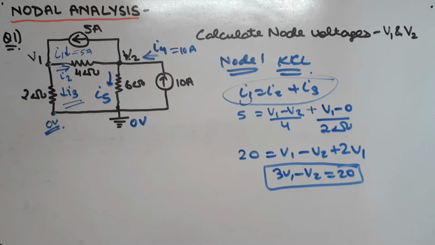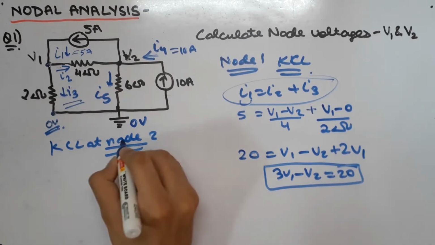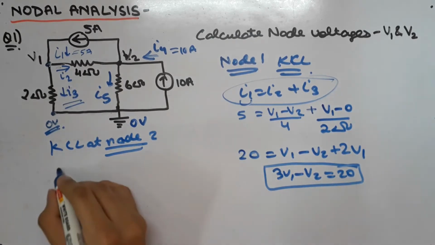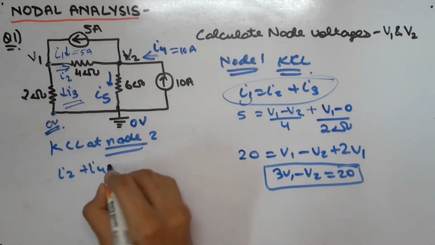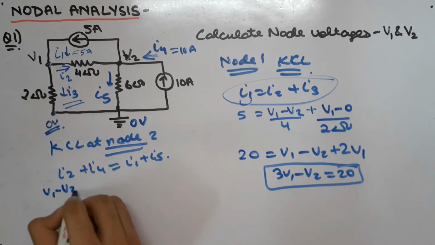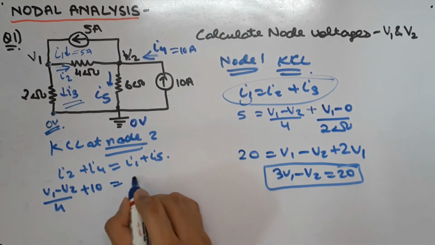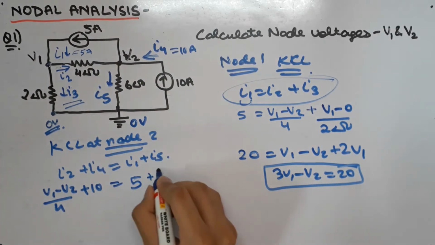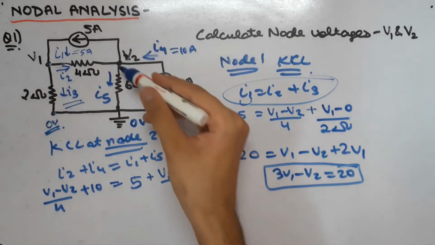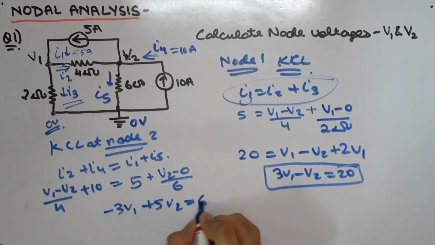Now we will do the same thing at node 2. That is, we will apply KCL at node 2 also. From here we will get I2 plus I4 is equal to I1 plus I5. Now we will similarly convert this into the form of V by R. That is V1 minus V2 by 4 plus 10, as we know the value of I4 is 10, equal to I1, that is 5, plus V2 minus 0 by 6. That is in this branch. Now on solving this we will get minus 3V1 plus 5V2 is equal to 60.